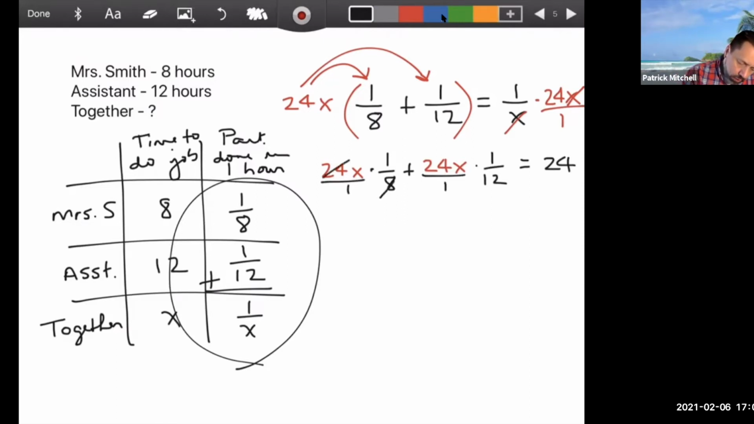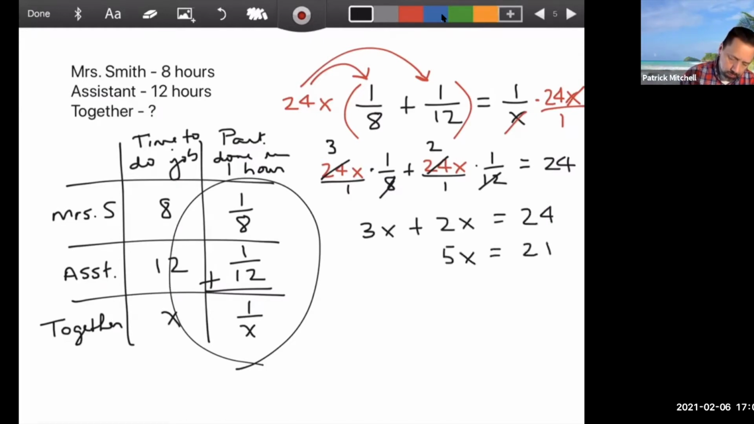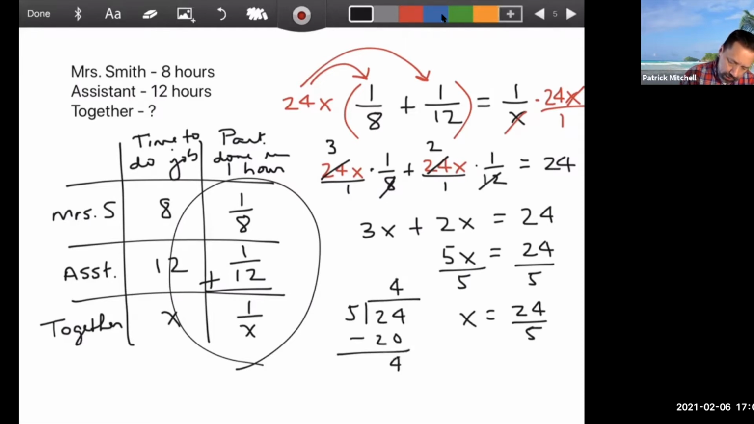8 into 24 goes 3. 12 into 24 goes 2. So that gives us 3x plus 2x equals 24, which means 5x equals 24, which means x is 24/5, which is 4 4/5 hours.